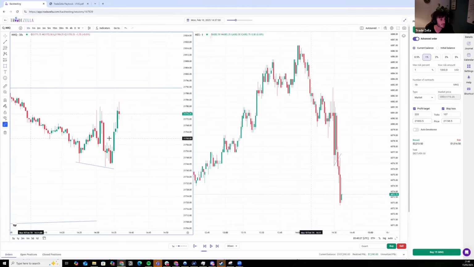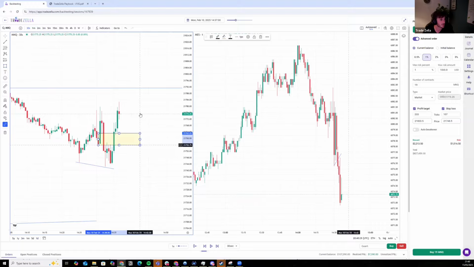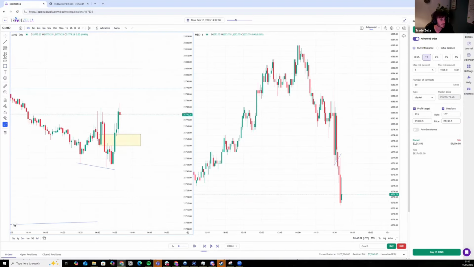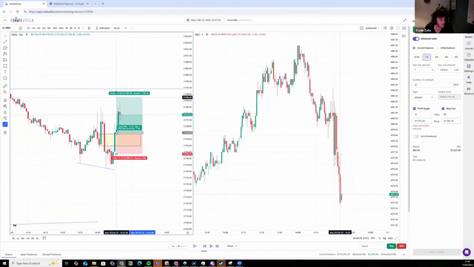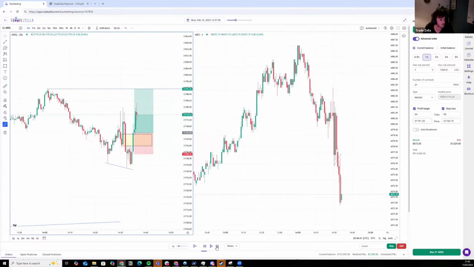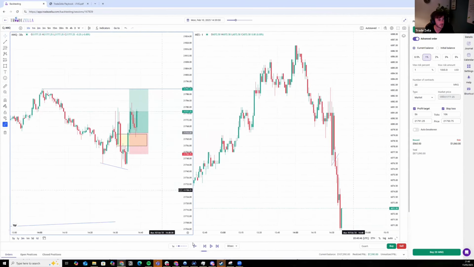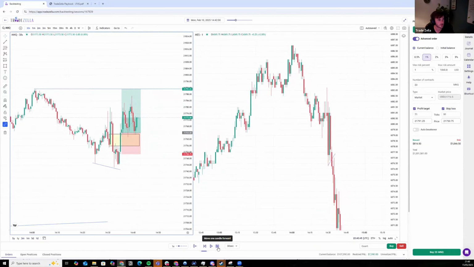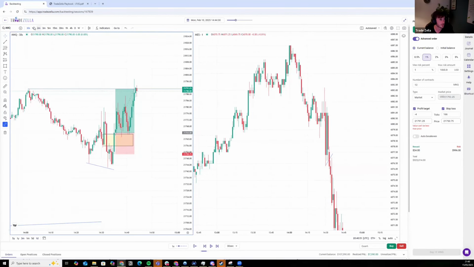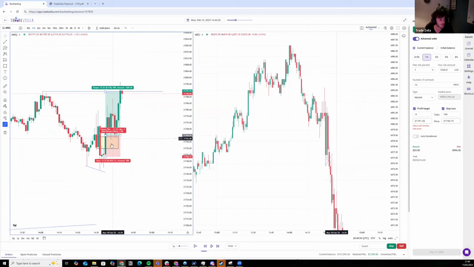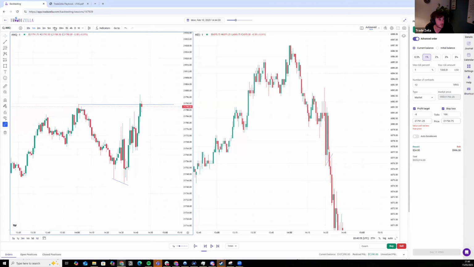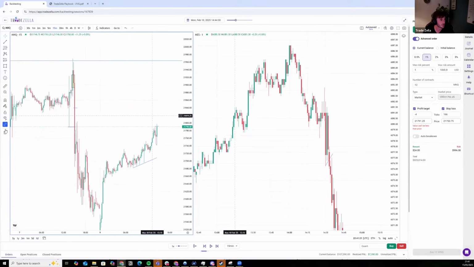We're not going to take this just because it's not in the playbook, it's not in the PDF, but you could have taken this on the 30-second. So there was your SMT, there was your close above, there was your long, there was your target. So this does also work on the 30-second time frame. You even get a retrace into it, and then we push away. But on this day, just because we're not trading the 30 seconds, we didn't get an entry.